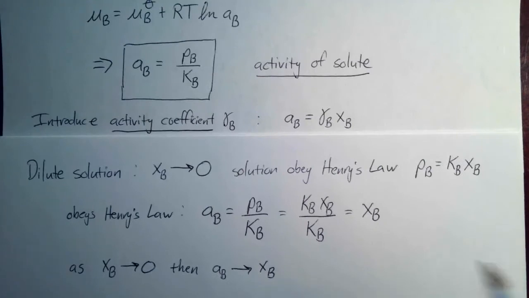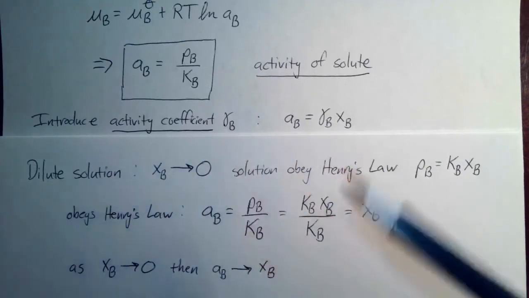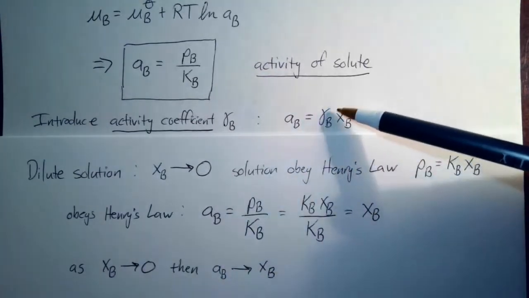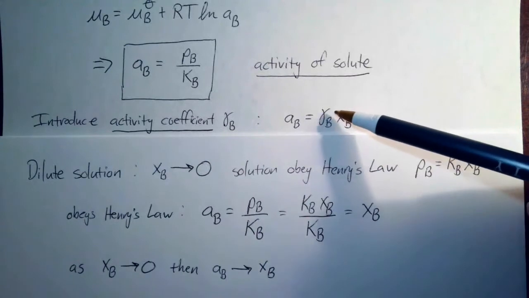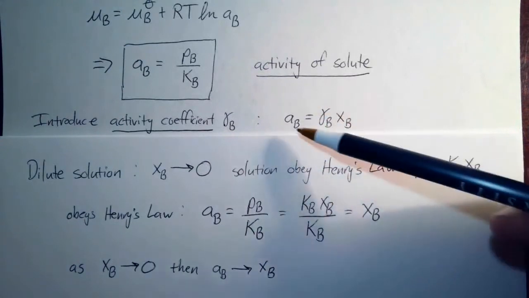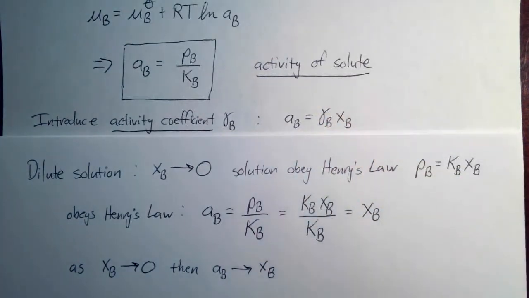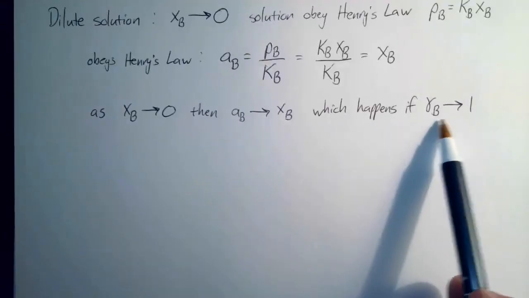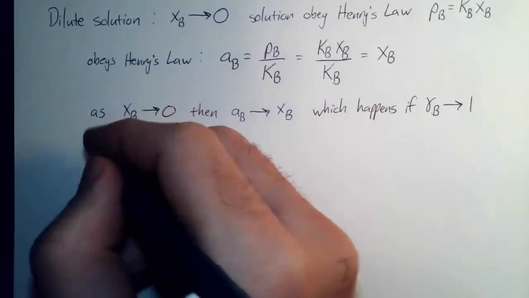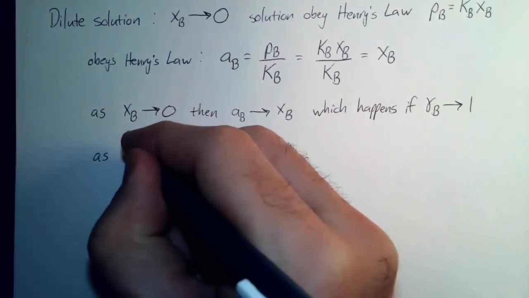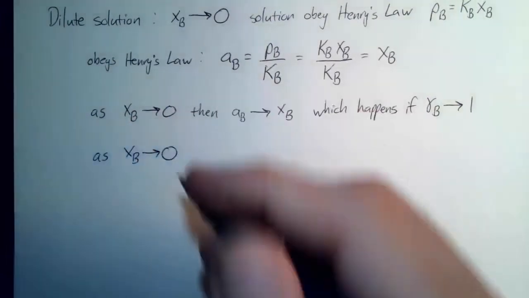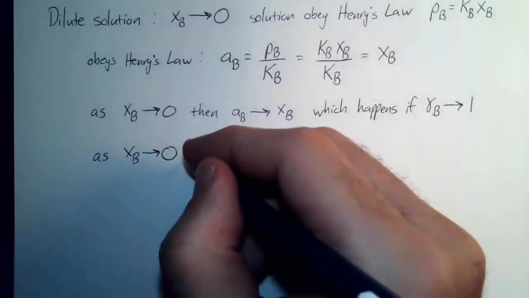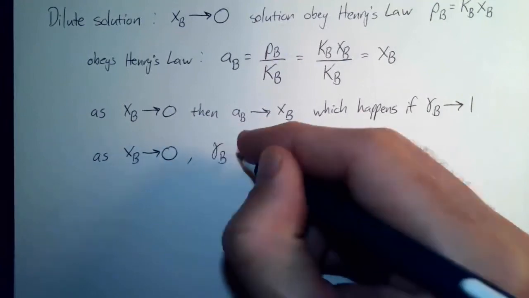So what's the behavior of the activity coefficient in this case? Well, if AB is approaching XB, then this gamma B must be approaching 1 in order for AB to approach XB. So that will happen if gamma B approaches 1. Okay, so in conclusion, as XB, as the mole fraction of the solute, approaches 0, as it gets more dilute, gamma B approaches 1.